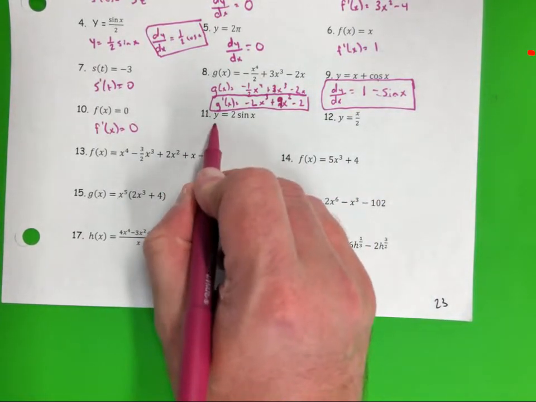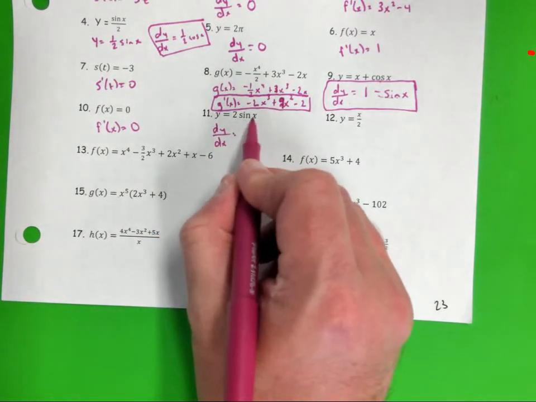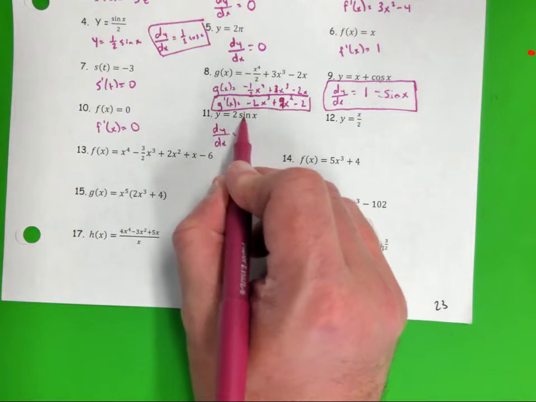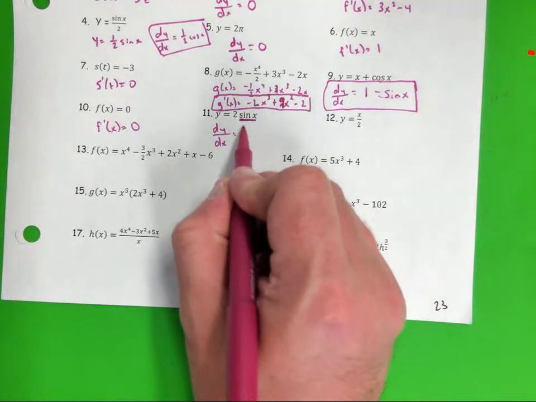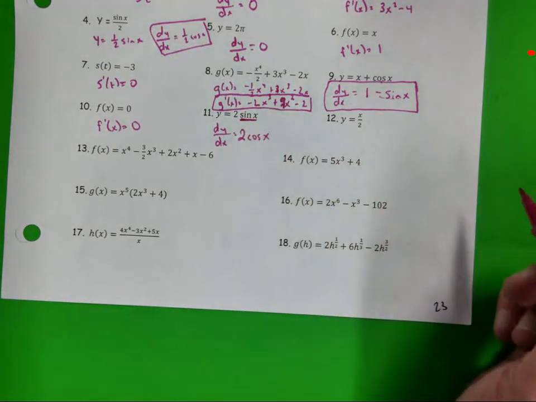Number 11, I'm going to use dy over dx because that means derivative as well. This involves trig, so I'm not going to do anything with 2. I'm just going to find the derivative of that trig part. Derivative of sine is what? So it's going to be 2 cosine x.